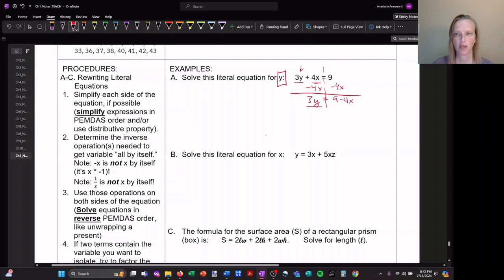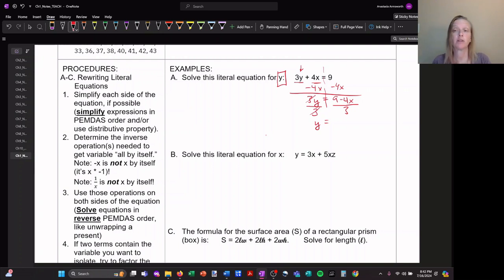Now, here's where a lot of students make mistakes. They can do division by 3 on the left side of the equation. They know that 3 and the 3 cancel out and you're left with y. But they make a mistake on the right-hand side. Dividing by 3 is the same thing as multiplying by a third. If I divide the right side of the equation, I have to do the distributive property with my division. I have to divide all parts of that math problem by 3.